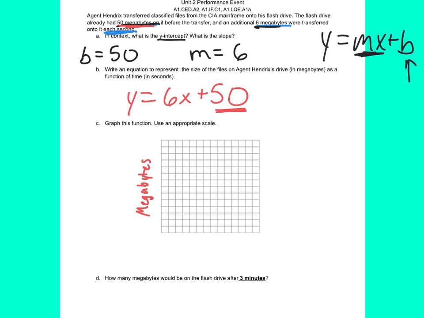Our graph is cut off. Yeah, your graph is cut off? Yeah. Okay, just don't worry about it then. Just watch me do this, okay? Just help me through it.